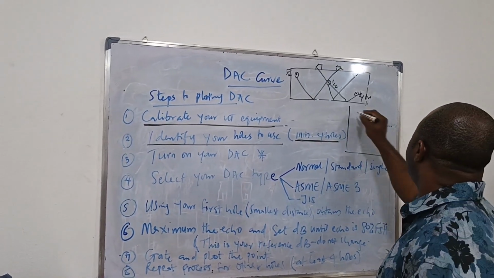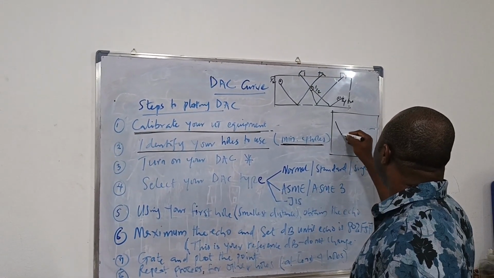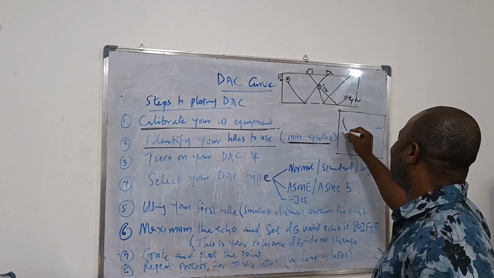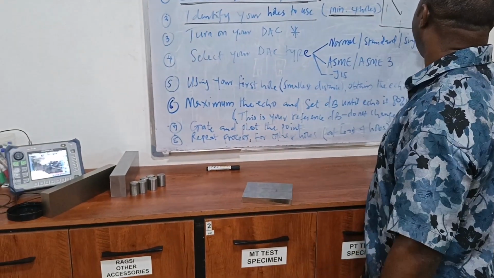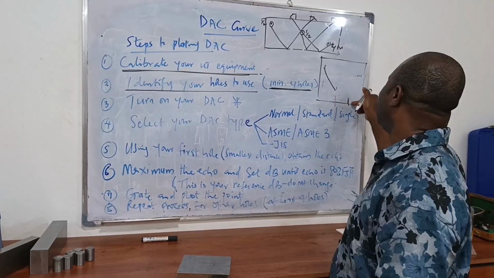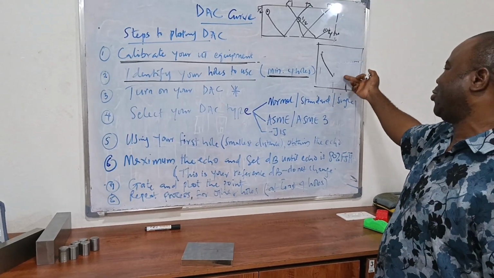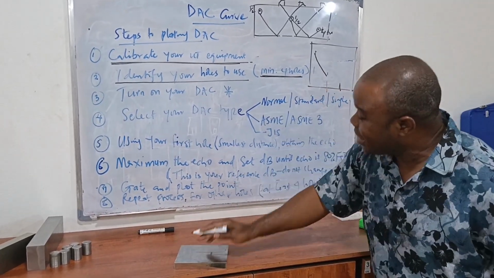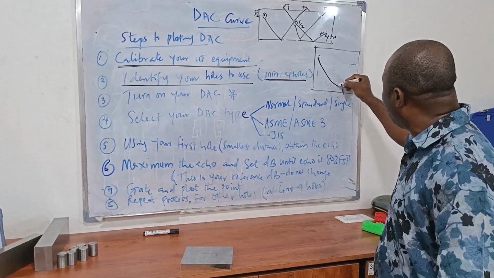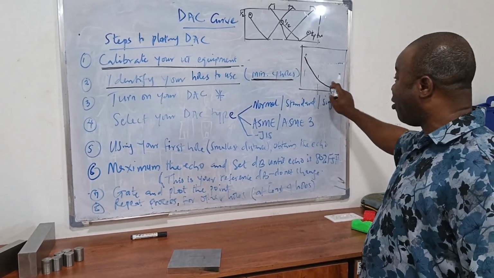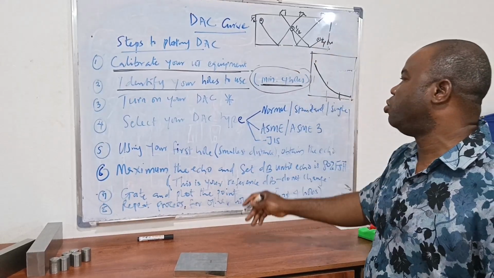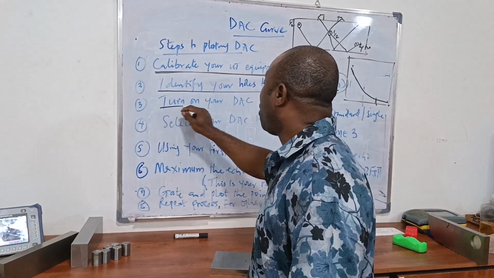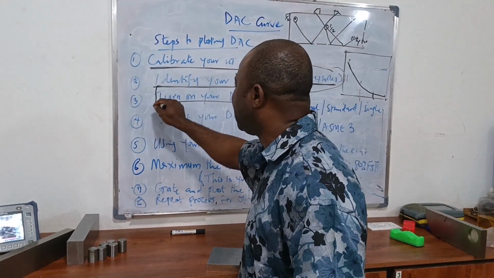You don't want to have a screen that is this wide and you plot a DAC that ends somewhere here. You will be limited in the distance you are covering, and if you have indications that are coming out at this point, you will not be able to assume. But if you plot your DAC with a lot more points, your curve is going to cover a lot of it and cover your screen properly. That's why we encourage a minimum of 4. You can do more than that. The next thing you are going to do is to turn on your DAC.